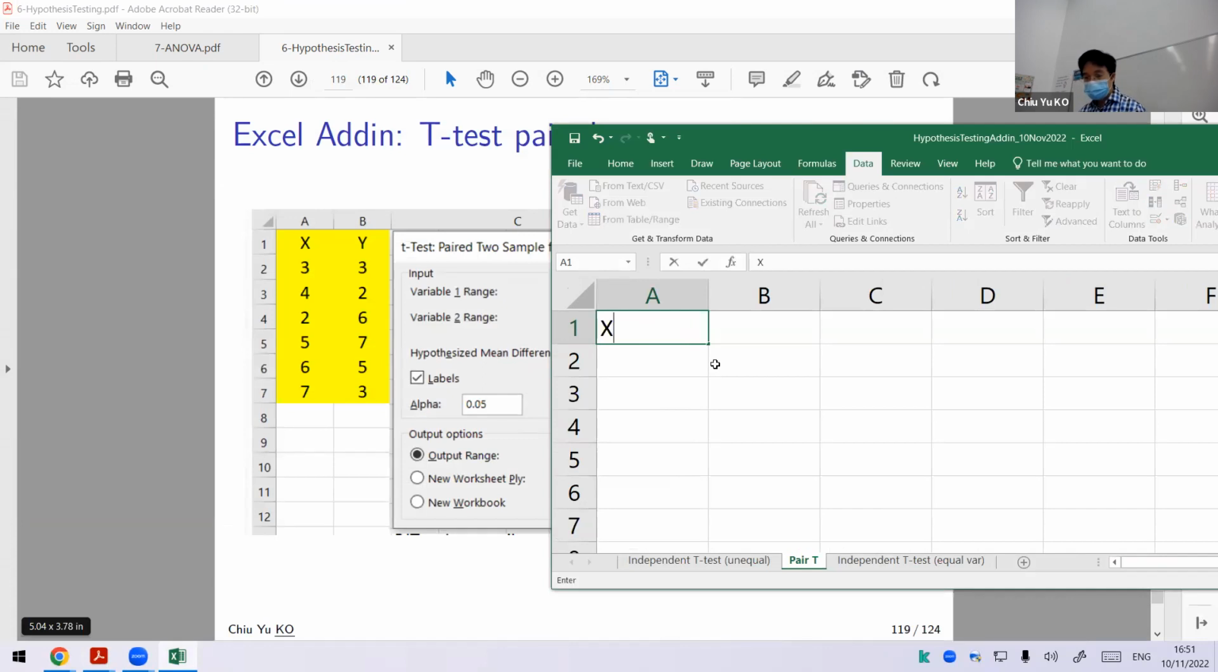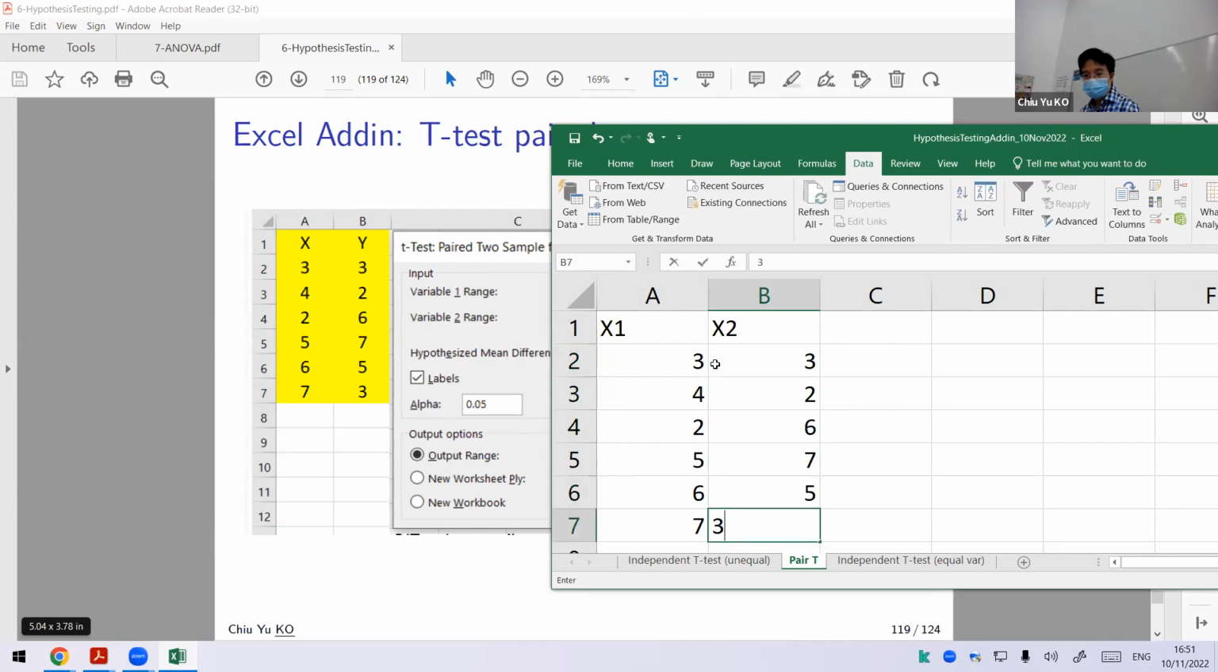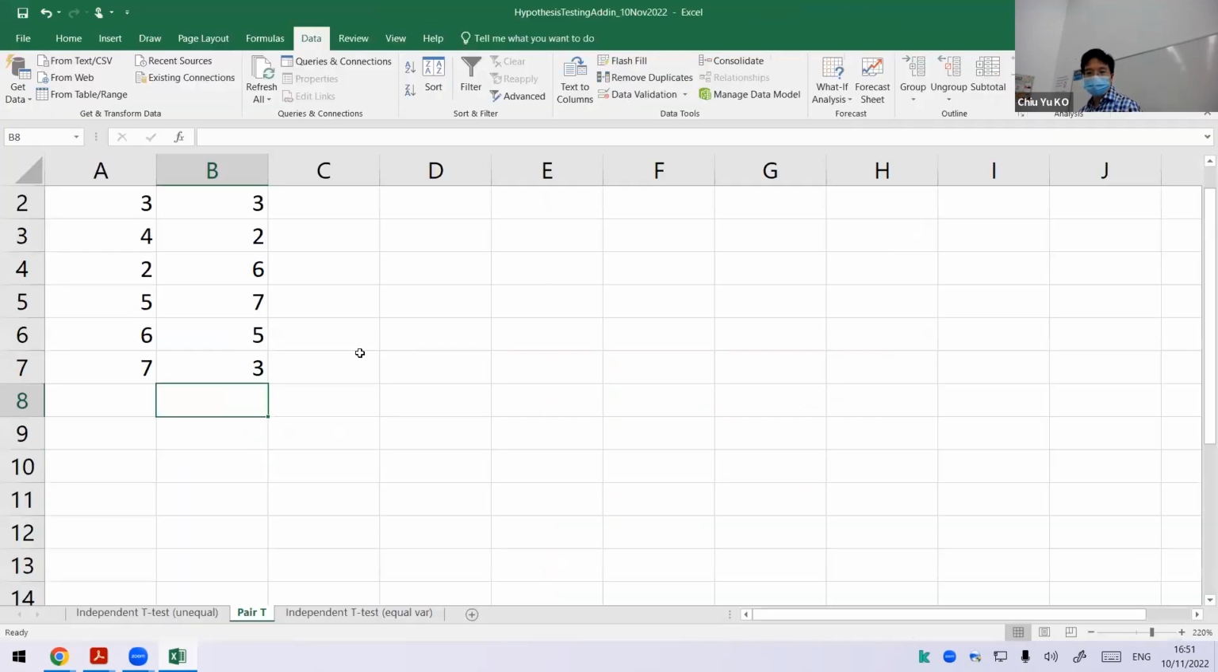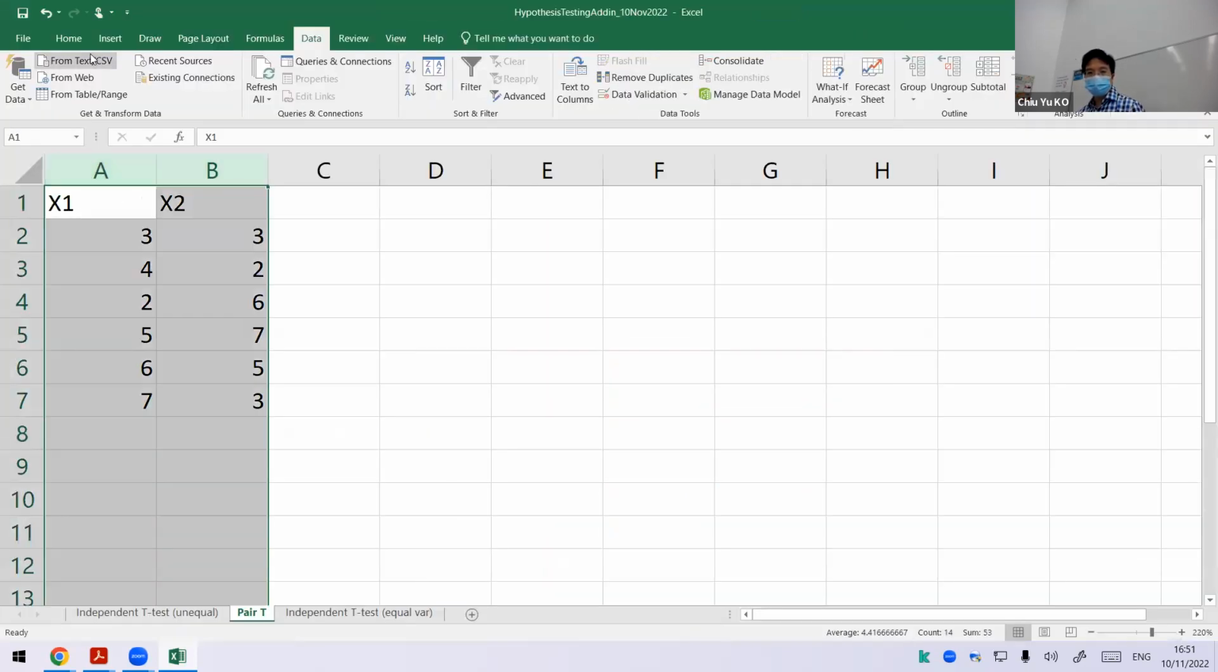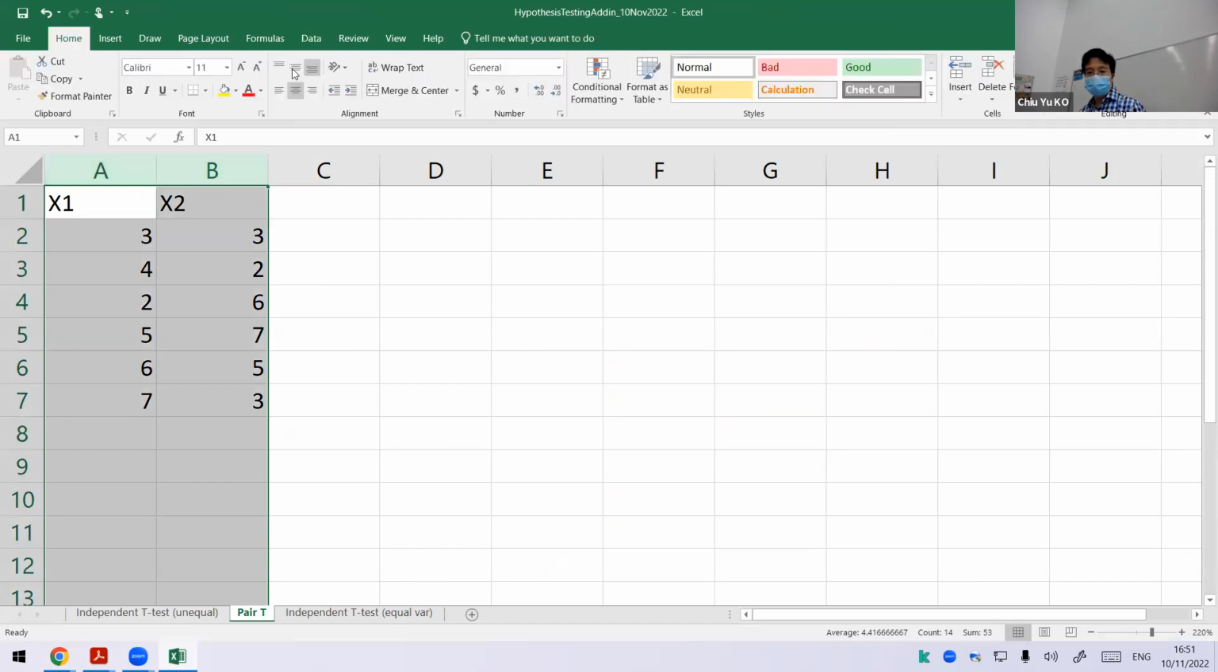I have x1 and x2, which are 3, 4, 2, 5, 6, 7, 3, 2, 6, 4. I'll just do it to be the same. So this is a paired sample. It means I'm looking at the difference between the two, right? I can simply take the difference and do the t-test, right? So that's simple.